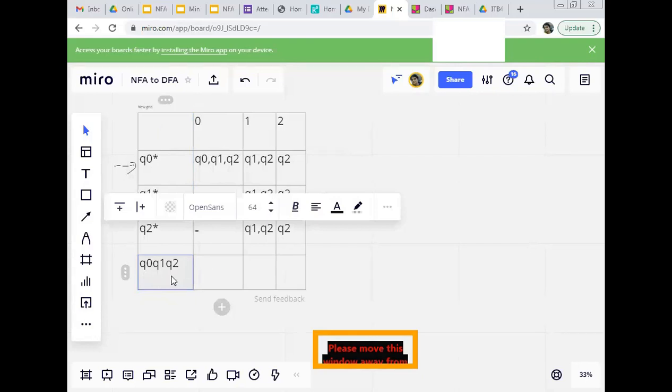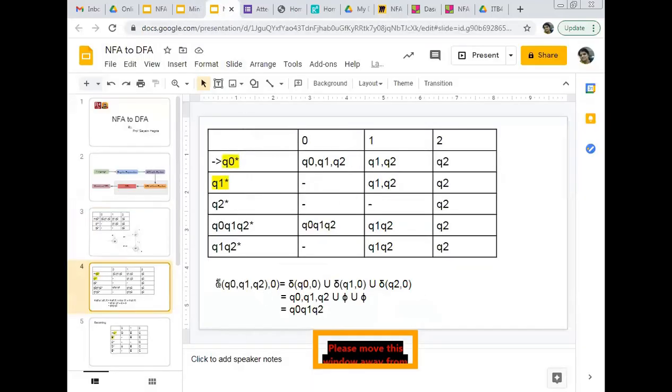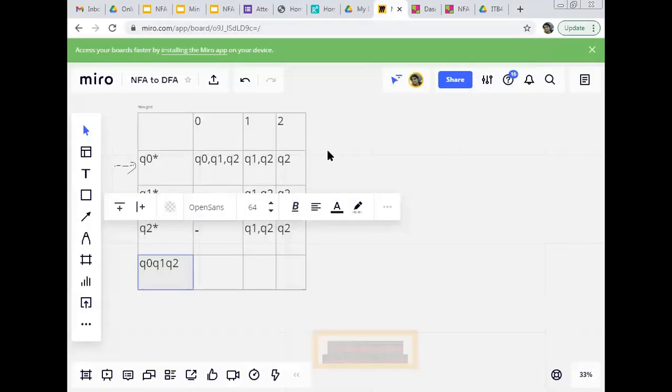Now I have to find this new state's transition on 0, 1 and 2. How to find it? You have to find the transition of Q0 on 0, union the transition of Q1 on 0, union the transition of Q2 on 0. That is the formula: delta of Q0, Q1, Q2 on 0 is delta of Q0 on 0, union delta of Q1 on 0, union delta of Q2 on 0. I'll not write this formula here, but we'll directly find it. But you should know how we are finding it.